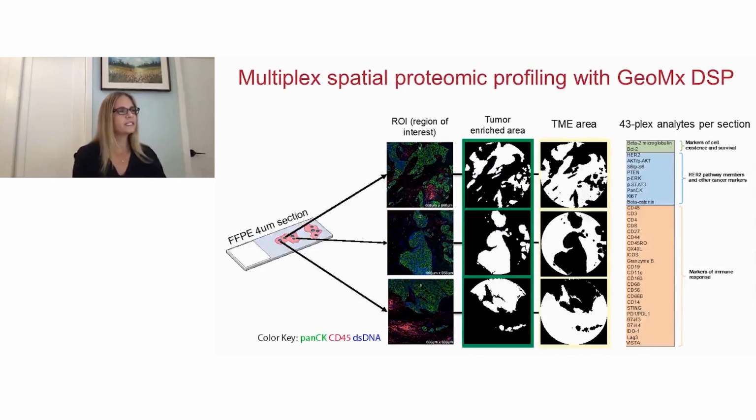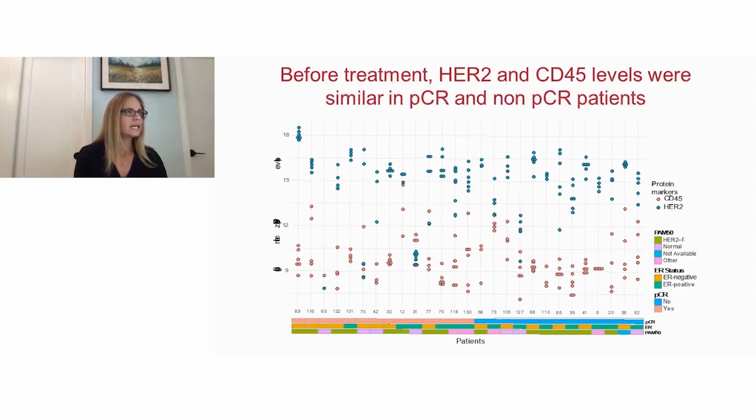And to give you a sense for these data, what I'm showing here is individual patients labeled along the x-axis, where we can see whether they achieved a pathologic complete response in red, or if they didn't. We've also indicated their ER and PAM50 receptor status. And then shown along the y-axis, each dot represents a region of interest, where we're showing the protein expression levels for HER2 in blue and CD45 in red. And we can, of course, look at these ROIs and the extent of heterogeneity across each sample.